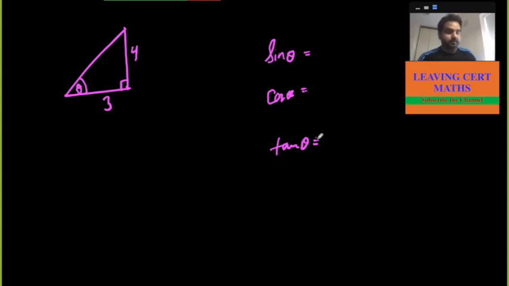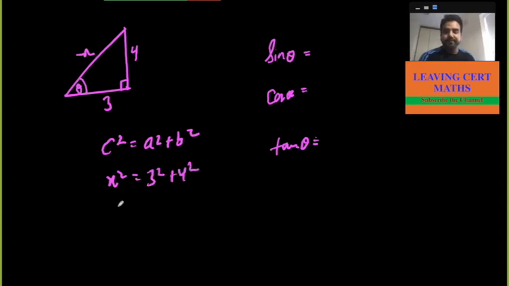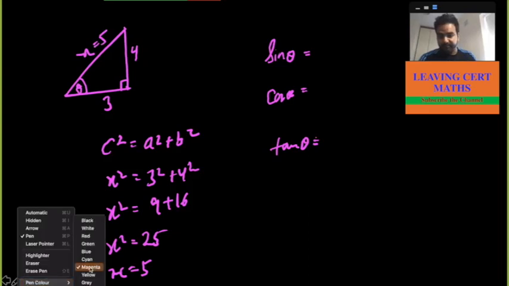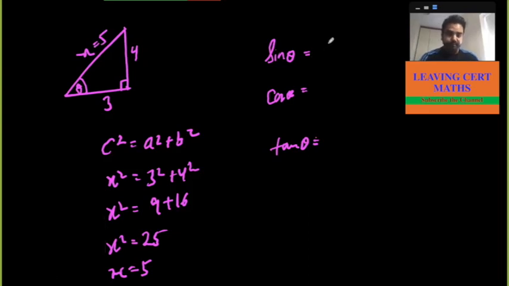So c squared equals a squared plus b squared. C squared is x squared equals 3 squared plus 4 squared. 3 squared is 9, so x squared equals 9 plus 16. X squared equals 25. So x equals 5. So sine theta is opposite over h, which is 4 over 5, right?